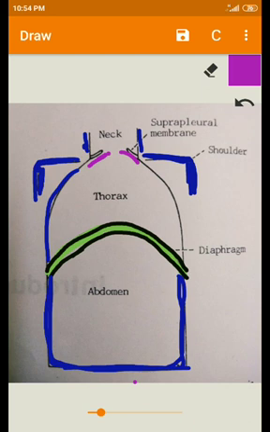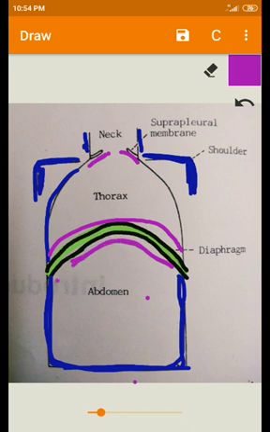The broad lower end is almost completely separated from the abdomen by a diaphragm. This green portion is called the diaphragm, which is deeply concave downwards.